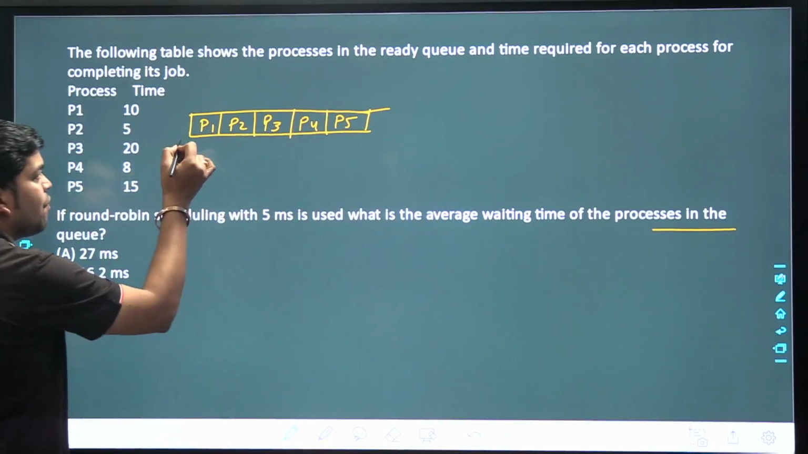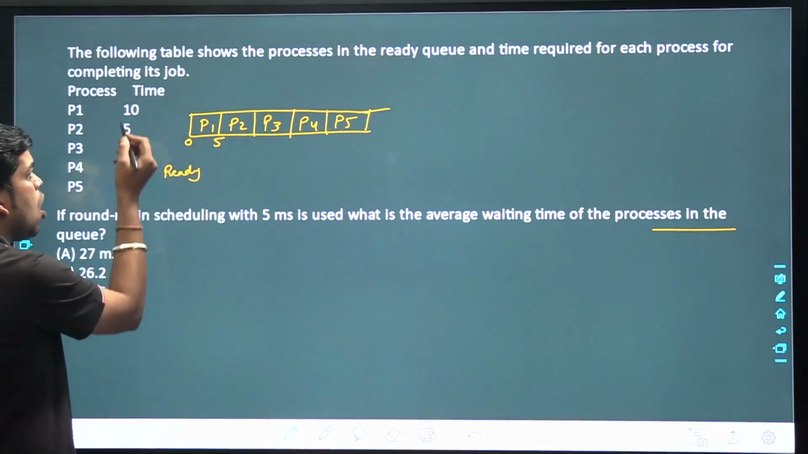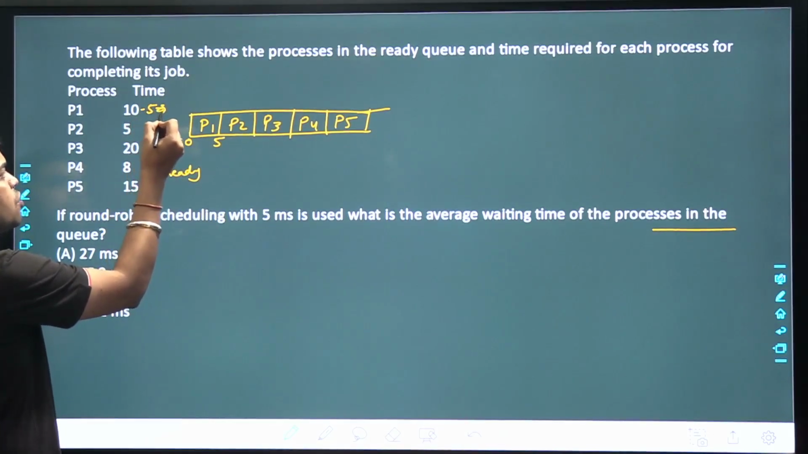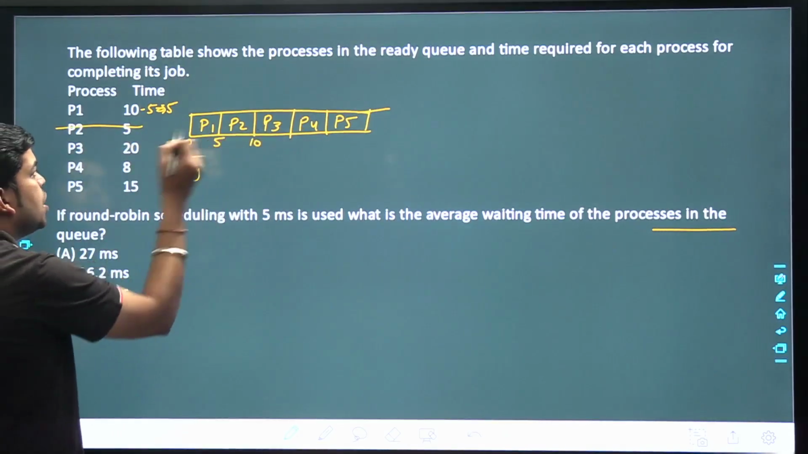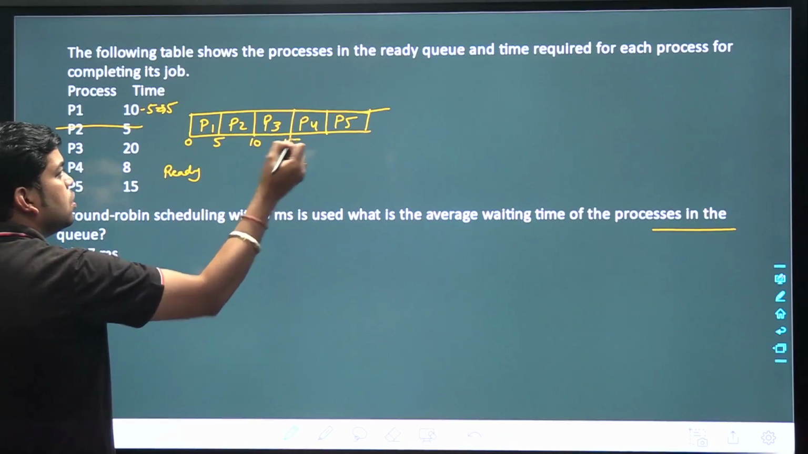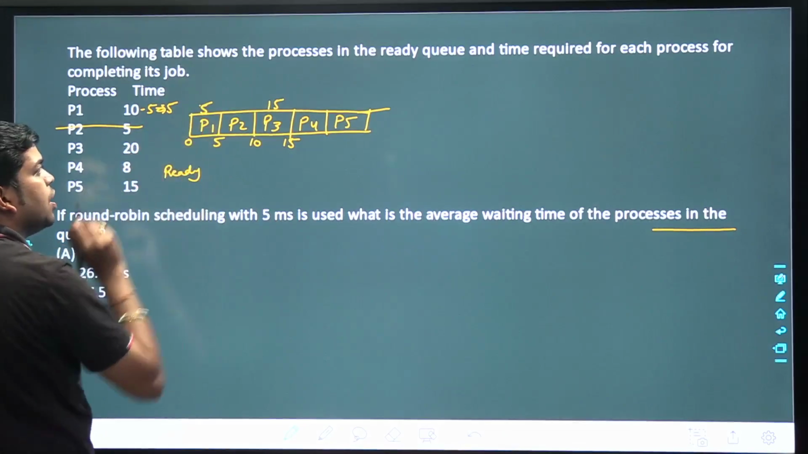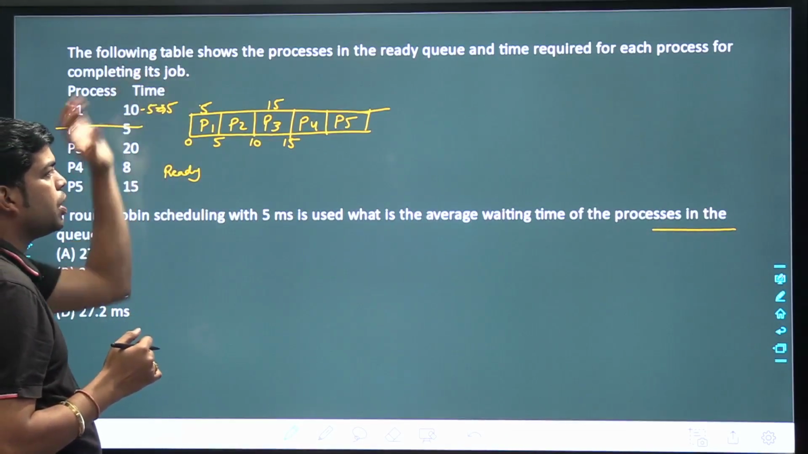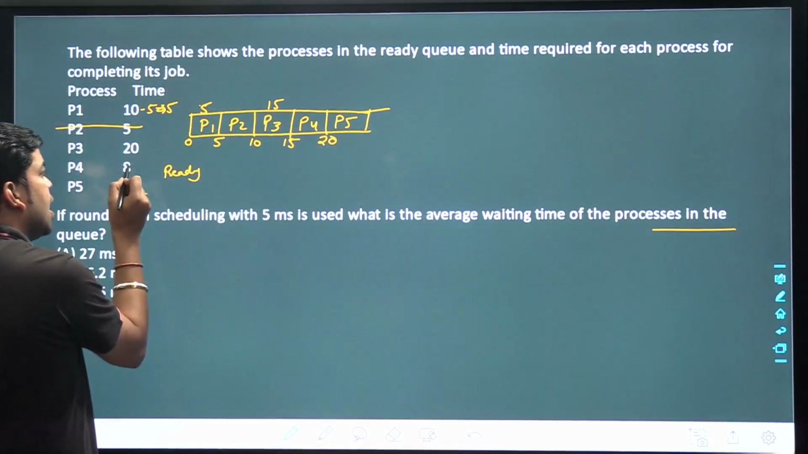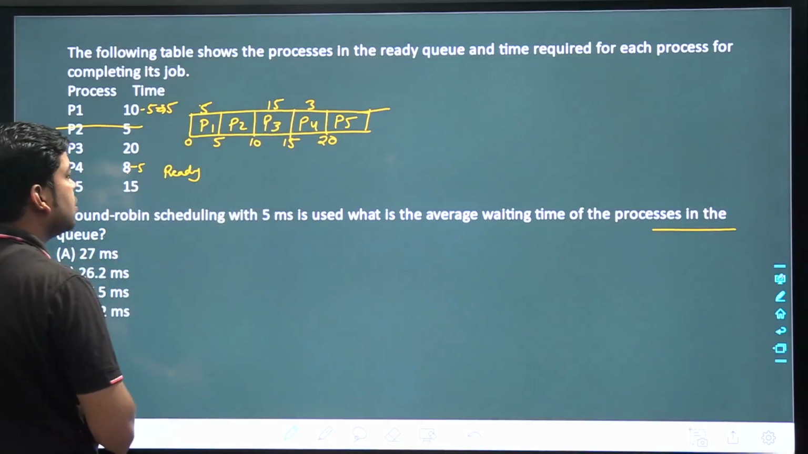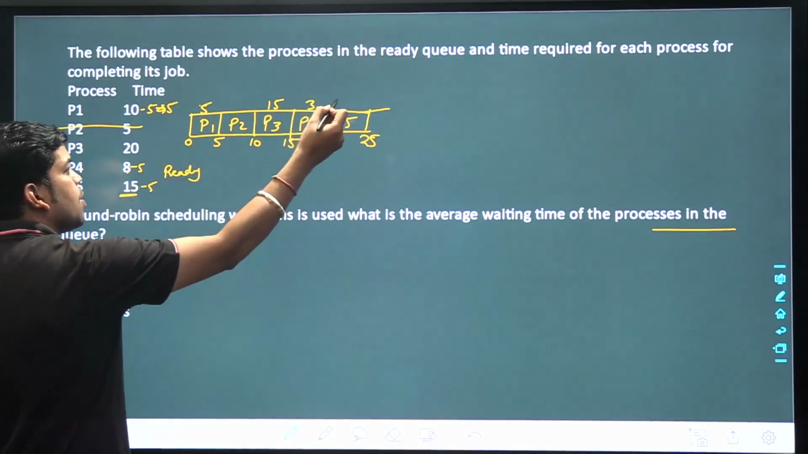Got it? For 5 units, all bursts are greater than or equal to 5. So, P1 executes for 5 units. Now, how much burst remains for P1? That is 5. Now P2 executes for 5 units and P2 will finish. Now P3 executes for 5 units and the remaining burst of P3, which we write here, is 15. The remaining burst of P1 is 5, which we wrote above to remember that point. Now next P4 executes for 5 units. From 8, if we subtract 5, there are 3 units remaining. Now P5 executes for 5 units. From 15, if we subtract 5, the remaining is 10.